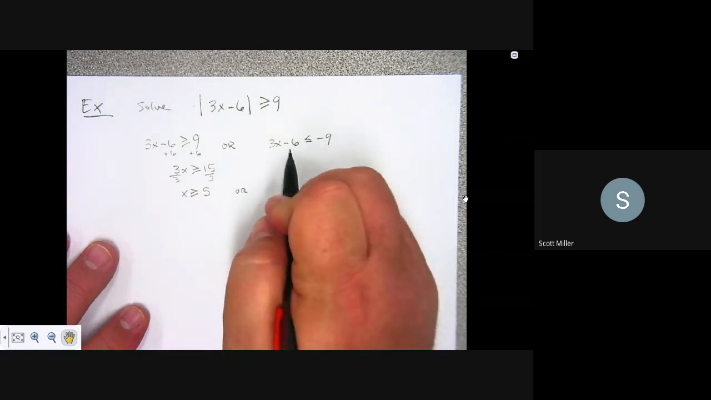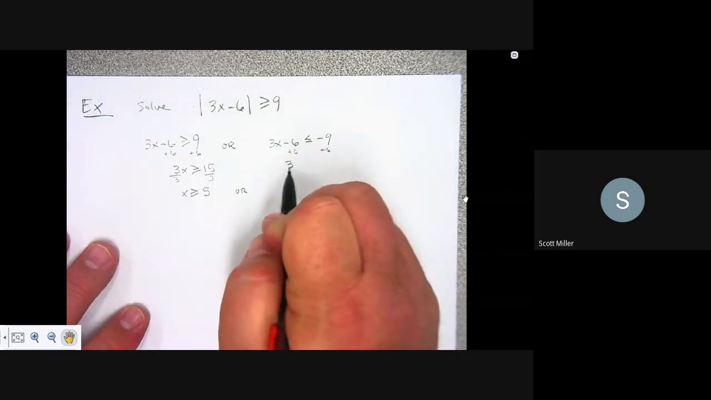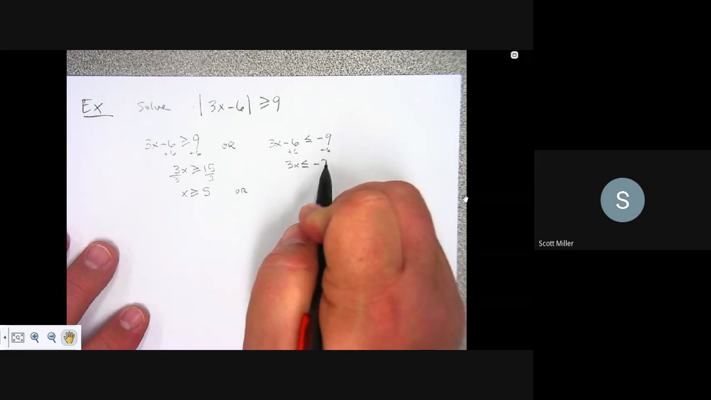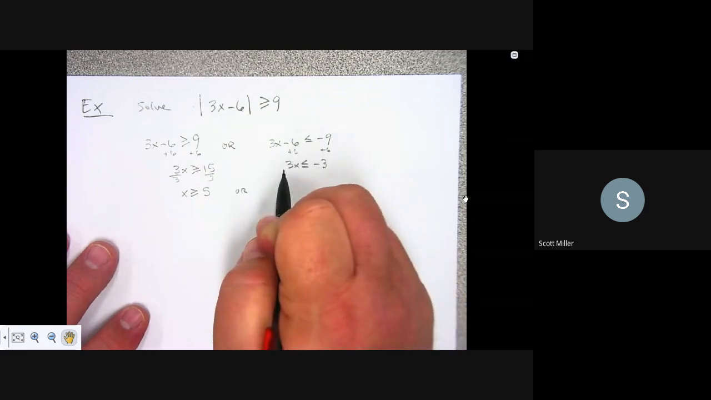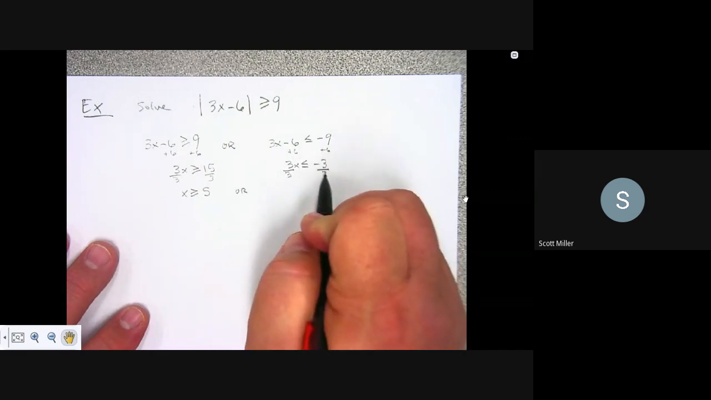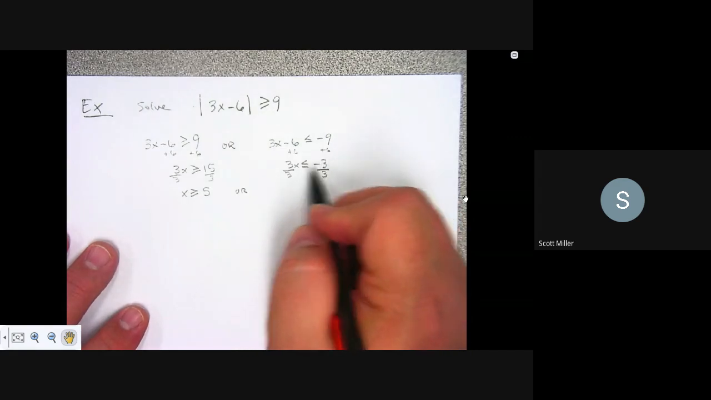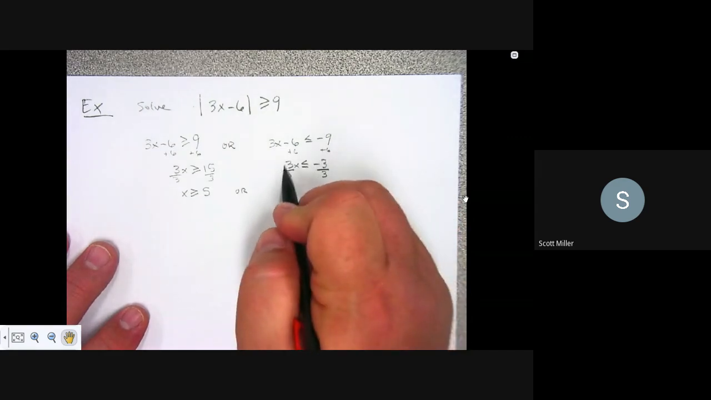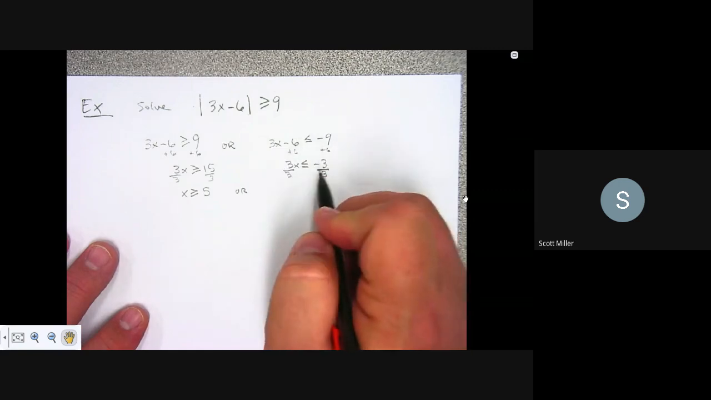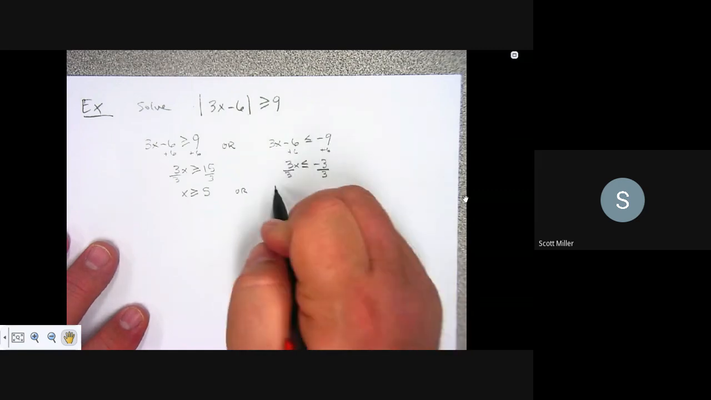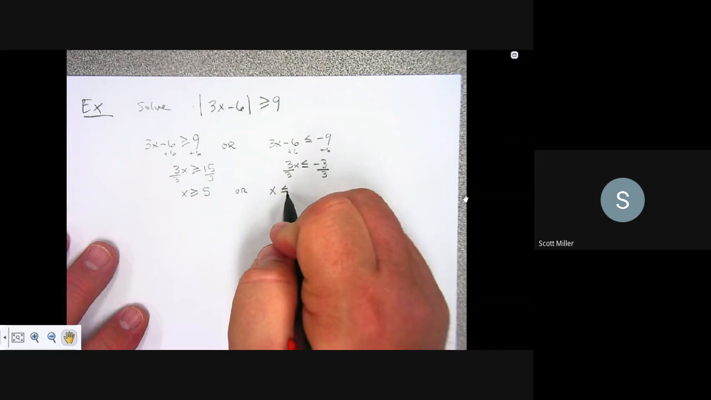Now we do this one, add the 6. I'll get 3x is less than or equal to -3. Then I'm going to divide by +3. See, I'm still dividing by a positive. I'm not dividing by a negative. Even though that might be negative, we don't change the direction. Only the number you're dividing by. If that was negative, I would change the symbol, but I'm not. So this is now going to be x less than or equal to -1.